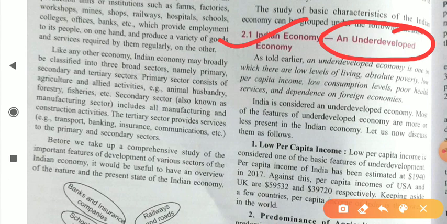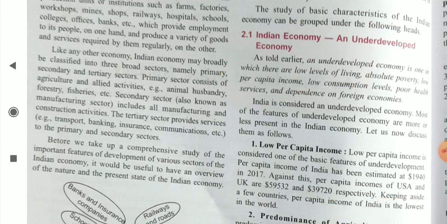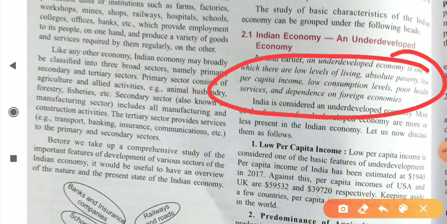Okay, absolute poverty. Just keep in mind that level of living is low, it means standard of living is low. Next is absolute poverty. Next is per capita income. The purchasing power of the individual is low. And the next one is low consumption level or poor health services. So these are the characteristics of an underdeveloped economy.